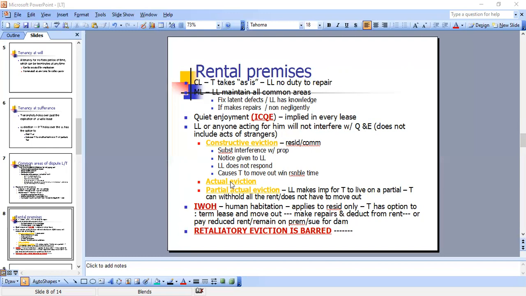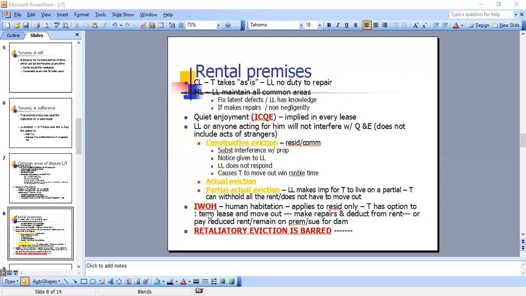Actual eviction: a tenant excluded from the entire premises due to a holdover tenant or paramount title holder. We talked about that. A partial actual eviction: the landlord makes it physically impossible for the tenant to occupy all or some portion of the premises. The tenant may withhold the entire rent and does not have to move out, okay?